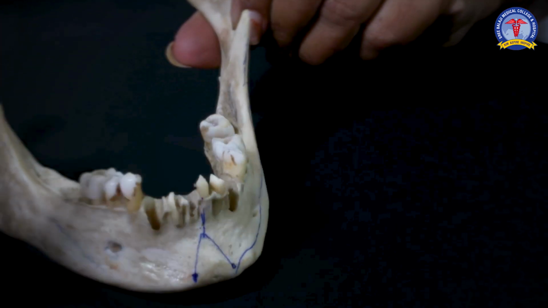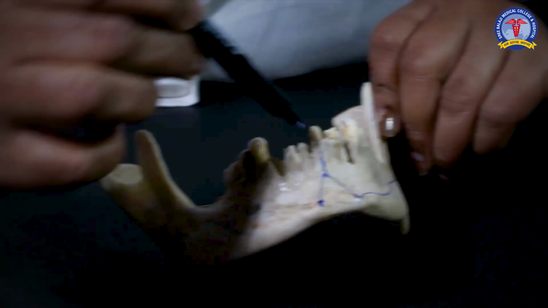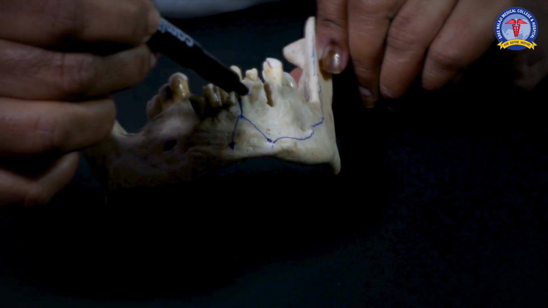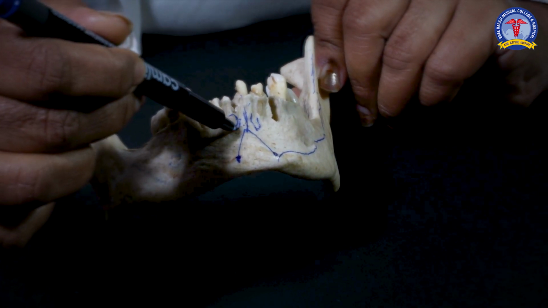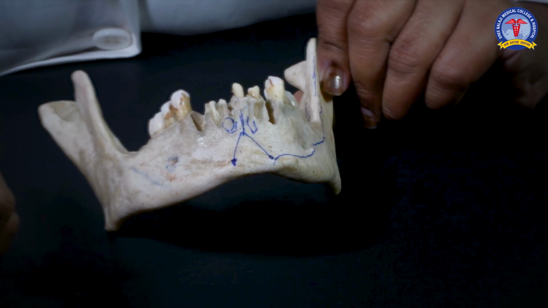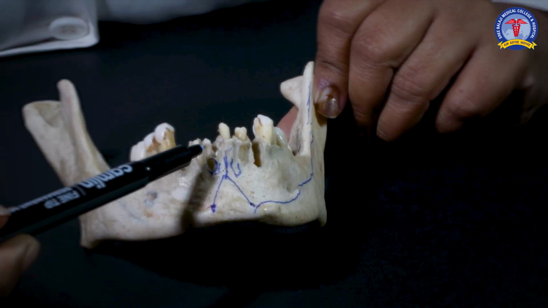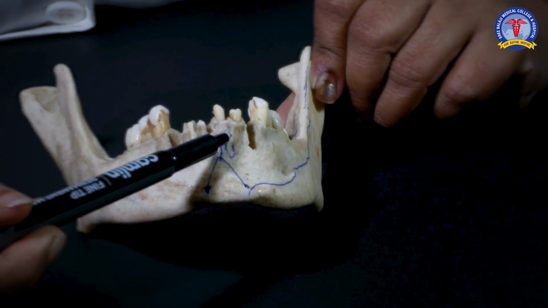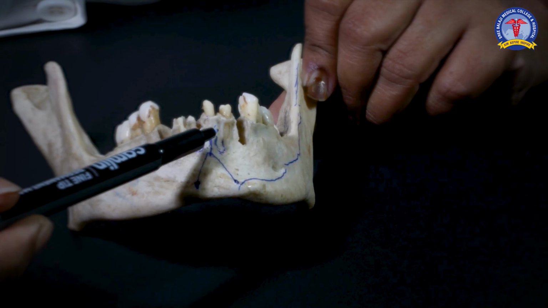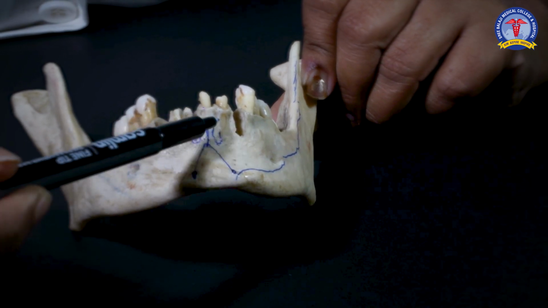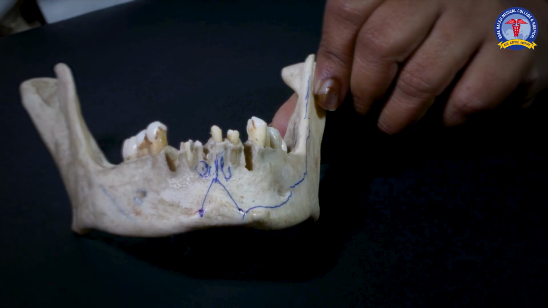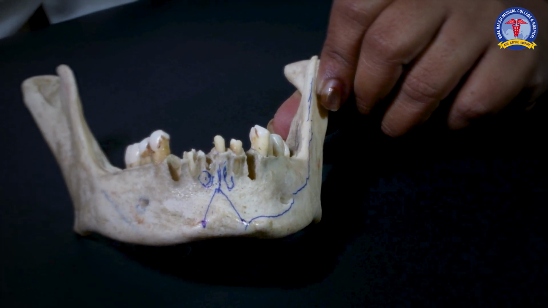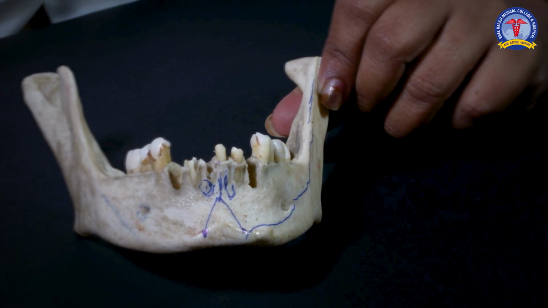Then there is a fossa just below the incisive teeth. So there is a shallow fossa present below the incisive teeth, and this is the incisive fossa. So these are the features that are present on the external surface of the body of the mandible.